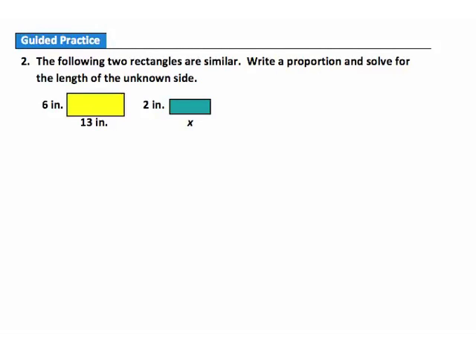Question 2. The following two rectangles are similar. Write a proportion and solve for the length of the unknown side. Okay, so the rectangles are similar. They're set up with the same orientation. So in this case, I'm going to go big to small, just because that's the way they're set up. I could do it the other way around, but it seems easier to read left to right. So I'll go big to small, and I would say that 6 is to 2. That has to be the same as 13 is to x.